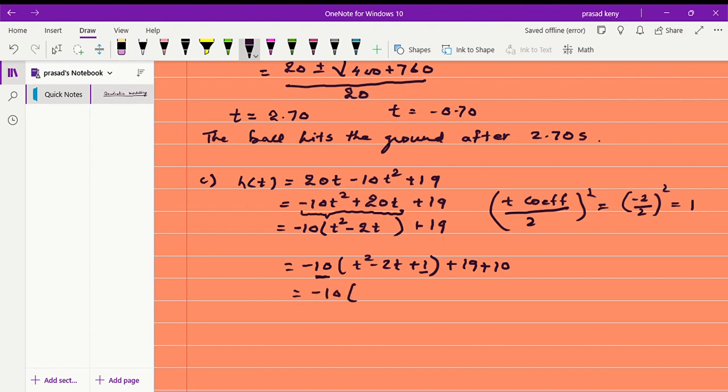So that is here t square. So write t here. Square root of 1 is 1. And only write the sign of the middle term. So t minus 1 the whole square. And 19 plus 10 is 29. Okay, so I will write this as 29 minus 10 into t minus 1 the whole square.